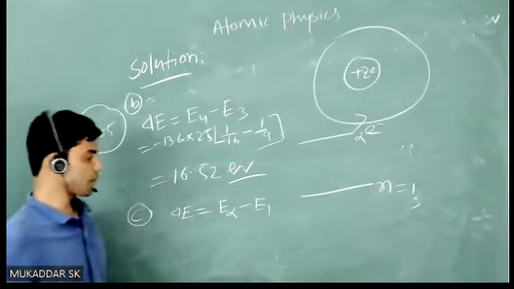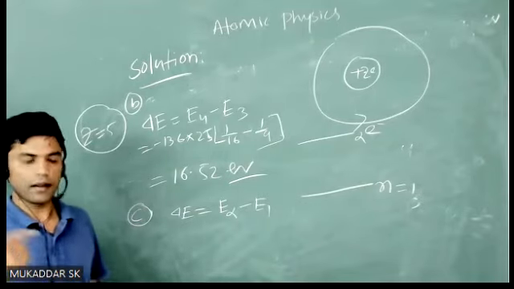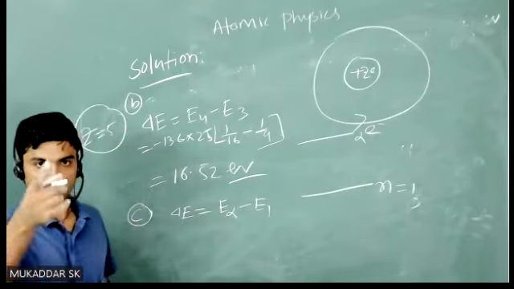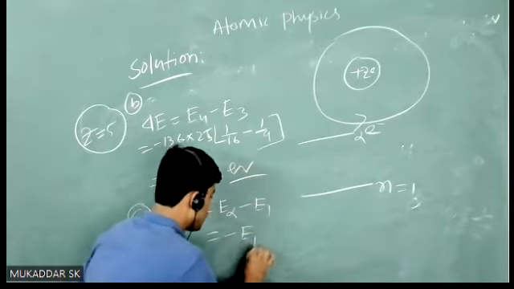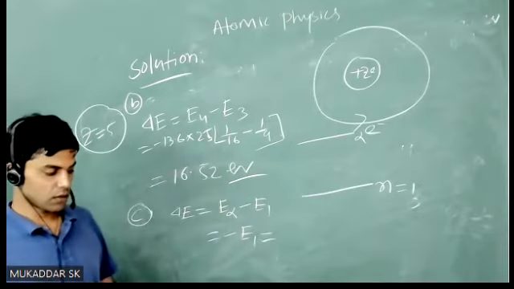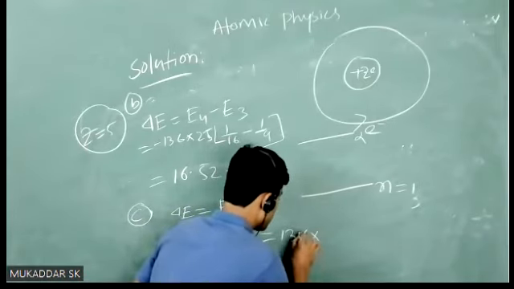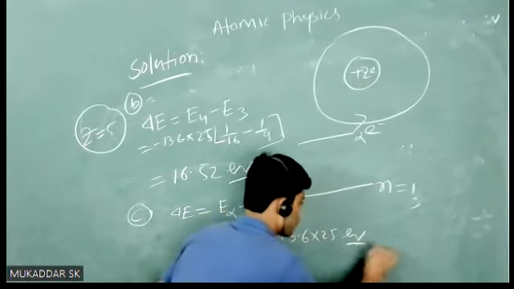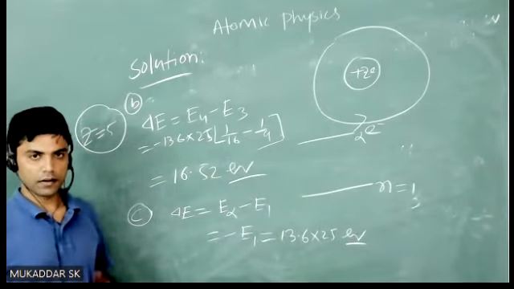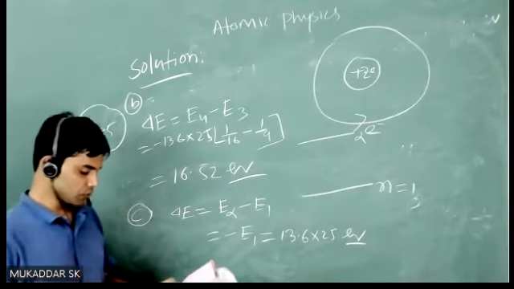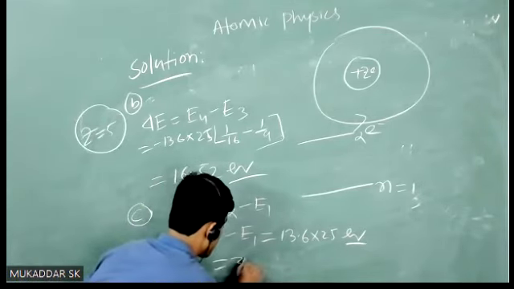So E infinity will be 0, because of 1 by n squared, and n is infinity here, so 1 by infinity squared gives 0. So definitely that is nothing but minus E1, which is 13.6 into 25 in electron volt, right? Did you get what I'm saying? Or shall I repeat? Yes, sir. So how much is it? 340, right? Very good. So this will be 340.